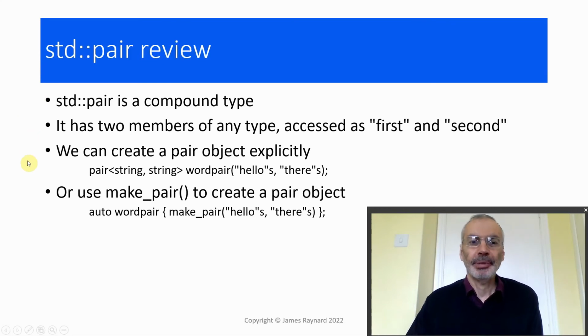We can create a pair object explicitly by giving the types of the elements as template parameters. So here we have a pair which has two members of type string, or we can use makePair to create the pair object with auto. So in this case the compiler will deduce that wordPair is a pair whose members are both type string.